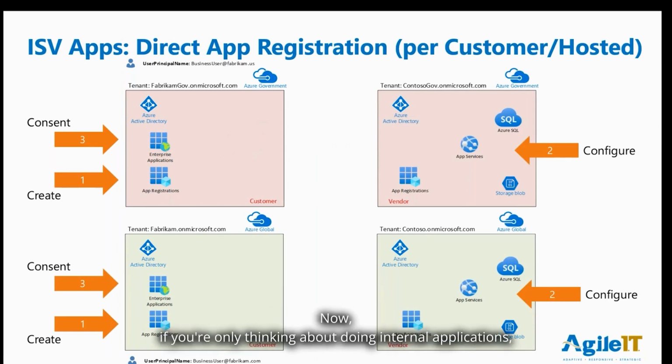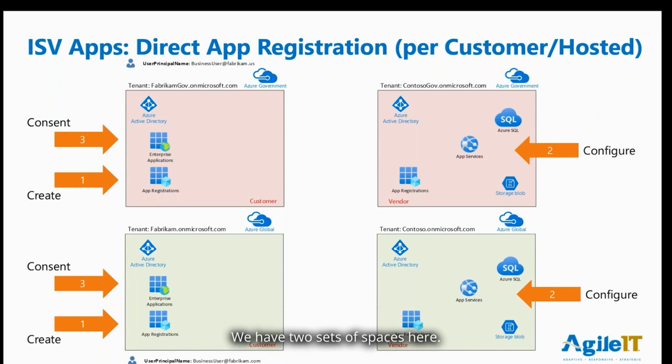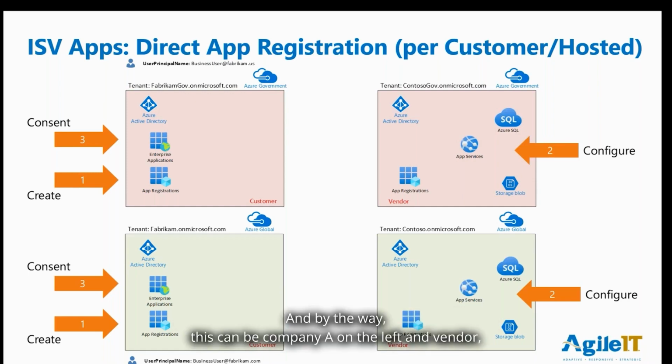Now, where things get a little bit interesting is if we talk about it from an ISV perspective. If you're only thinking about doing internal applications, you may go, well, this is too much for me. But as a consumer of these applications, you really should follow along as we go through this. In this kind of environment, we have two sets of spaces: the commercial space here at the bottom, and the government one up top. And by the way, this can be company A on the left and vendor one on the right, consuming all those services. And like I said, I'll talk a little bit about how you can mix this, not to say that it's what you would want to do, but now some things become different.